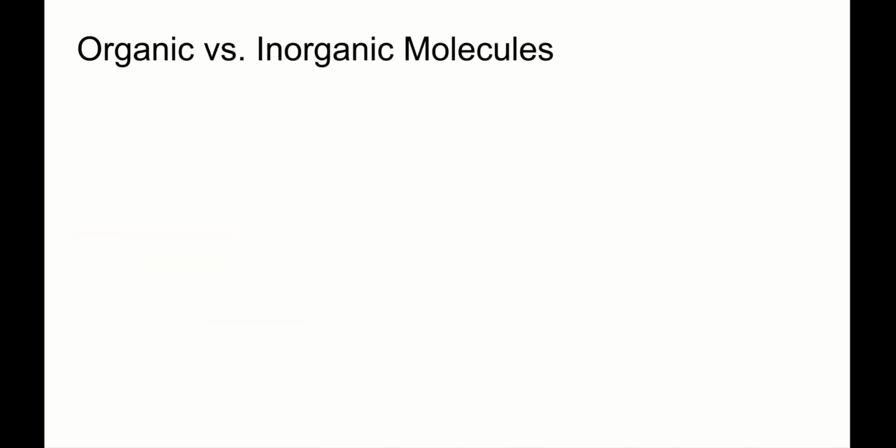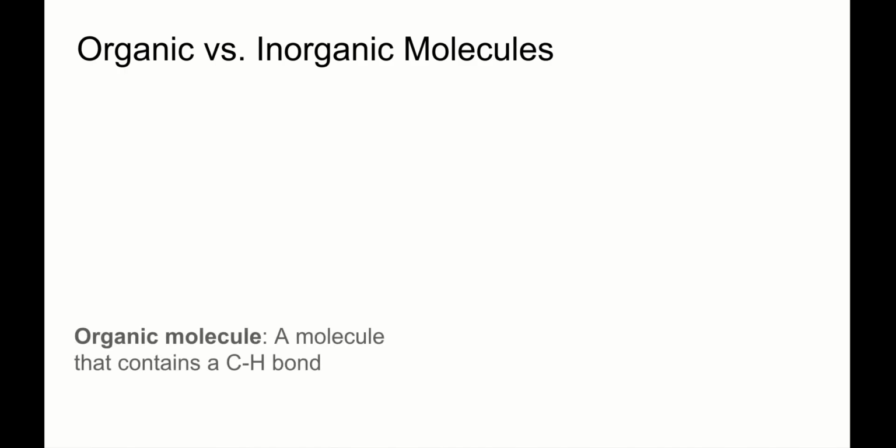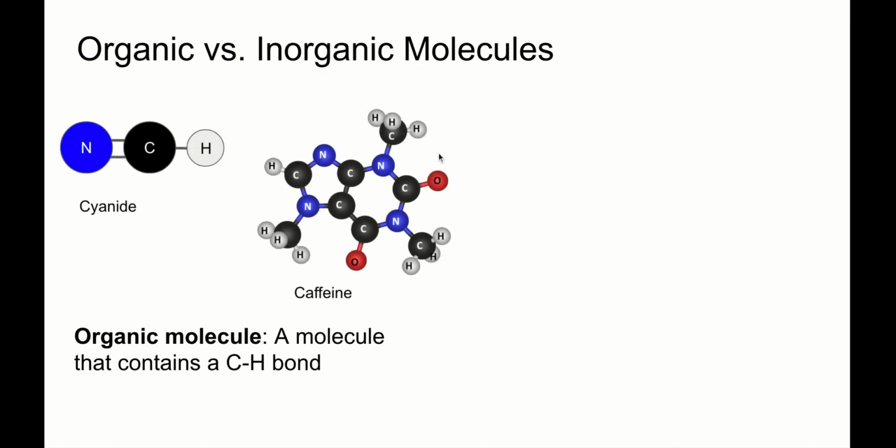Okay, so there's two types of molecules that we're going to be looking at today, organic and inorganic molecules. Organic molecules are molecules that contain a CH or carbon-hydrogen bond. And here are some examples. Here's caffeine that you've seen a couple times. Let's look for the CH bond. There it is. There's one, there's one, there's one, there's one.